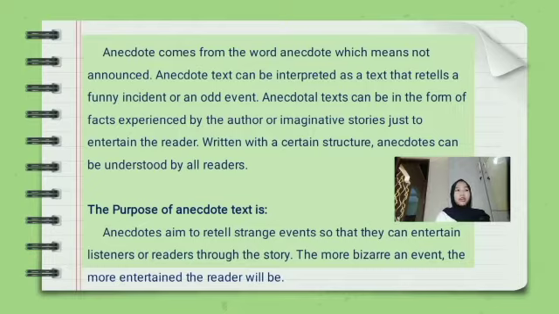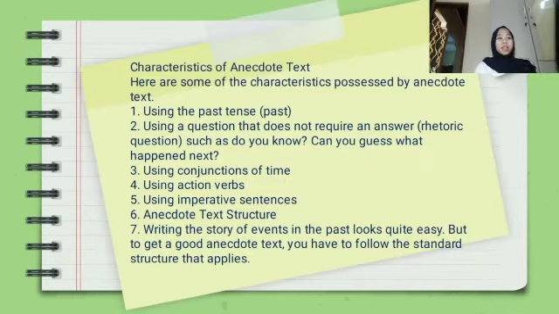The purpose of anecdote text is that anecdotes aim to retell strange events so that they can entertain listeners or readers through the story. The more bizarre an event, the more entertaining the reader will find it. Characteristics of anecdote text. Here are some of the characteristics possessed by anecdote text. Number 1. Using the past tense.